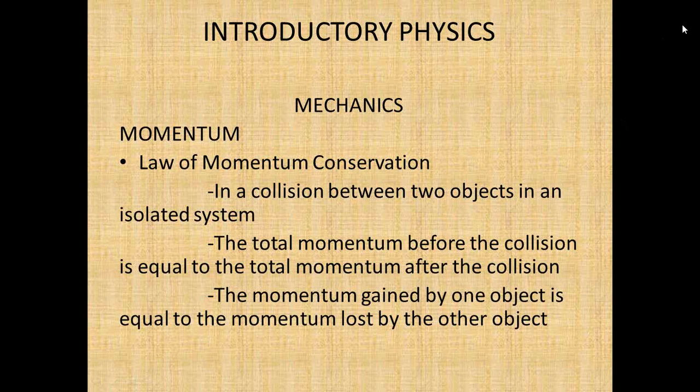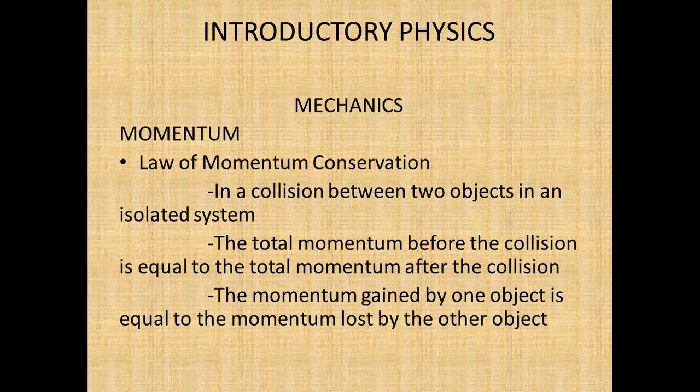We're going to continue with momentum. We're going to talk a little bit about the law of momentum conservation. When we say the law of momentum conservation, what we mean is that in an isolated system, and we'll discuss a little bit more about the isolated system, if you have a collision between two objects in an isolated system, and what we mean by that is just those two objects involved in the collision, you don't have any other, and there is no external force.